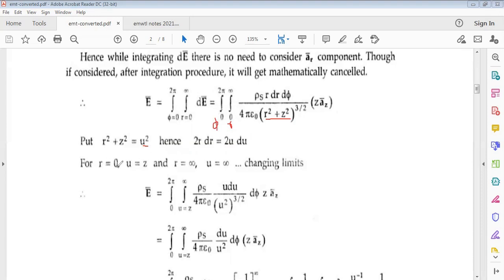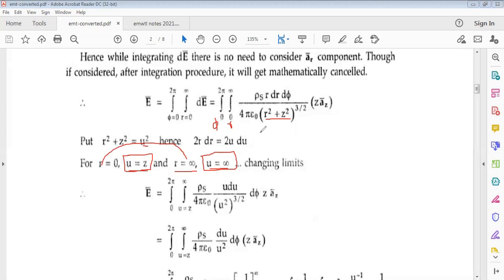When R is equal to 0, what is mu? Substituting R equal to 0 here, mu square is equal to Z square, which means mu is equal to Z. Then when R is equal to infinity, infinity plus anything is infinity, so mu is also infinity. So changing the R value changes the mu value, and the limits change too. Mu is equal to Z to infinity when R goes from 0 to infinity.